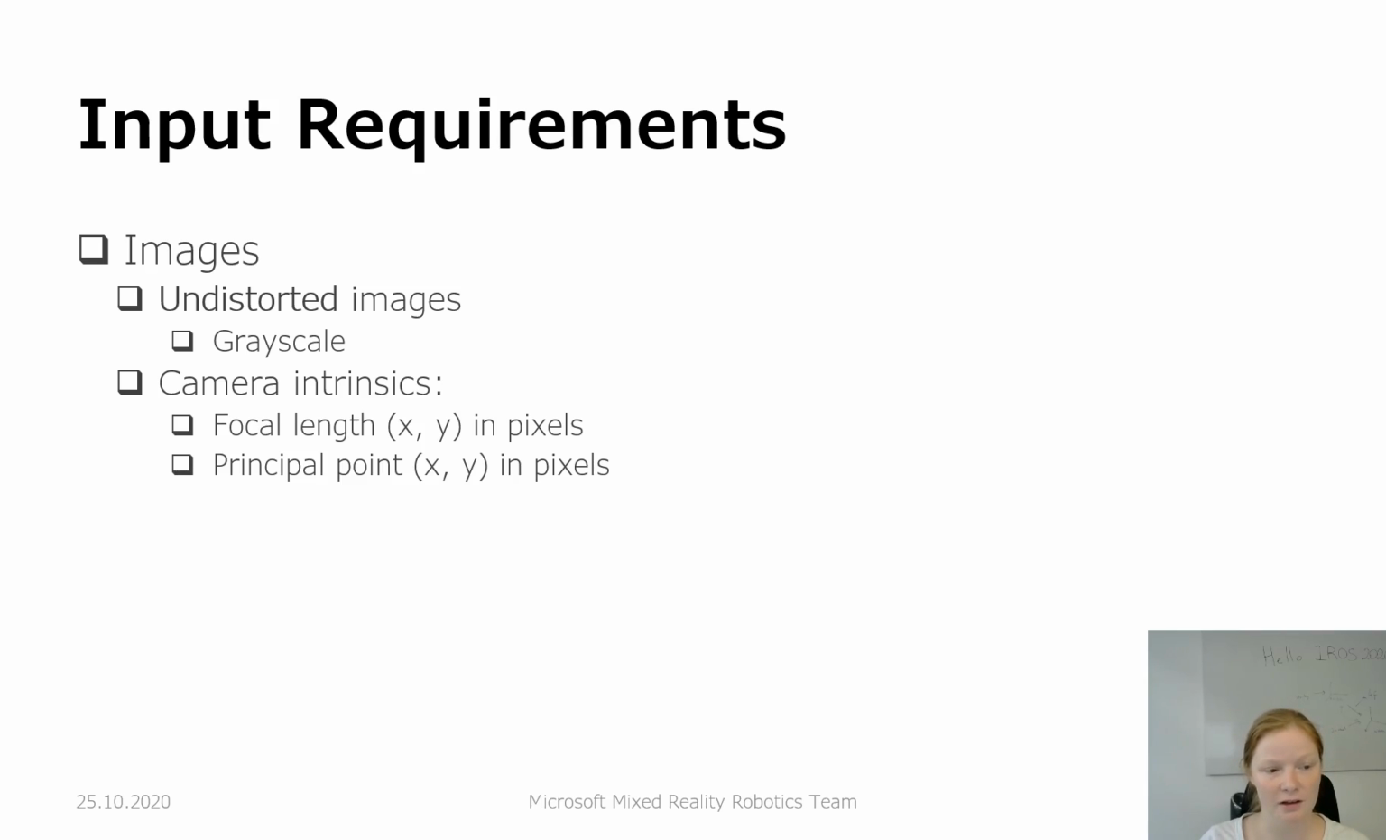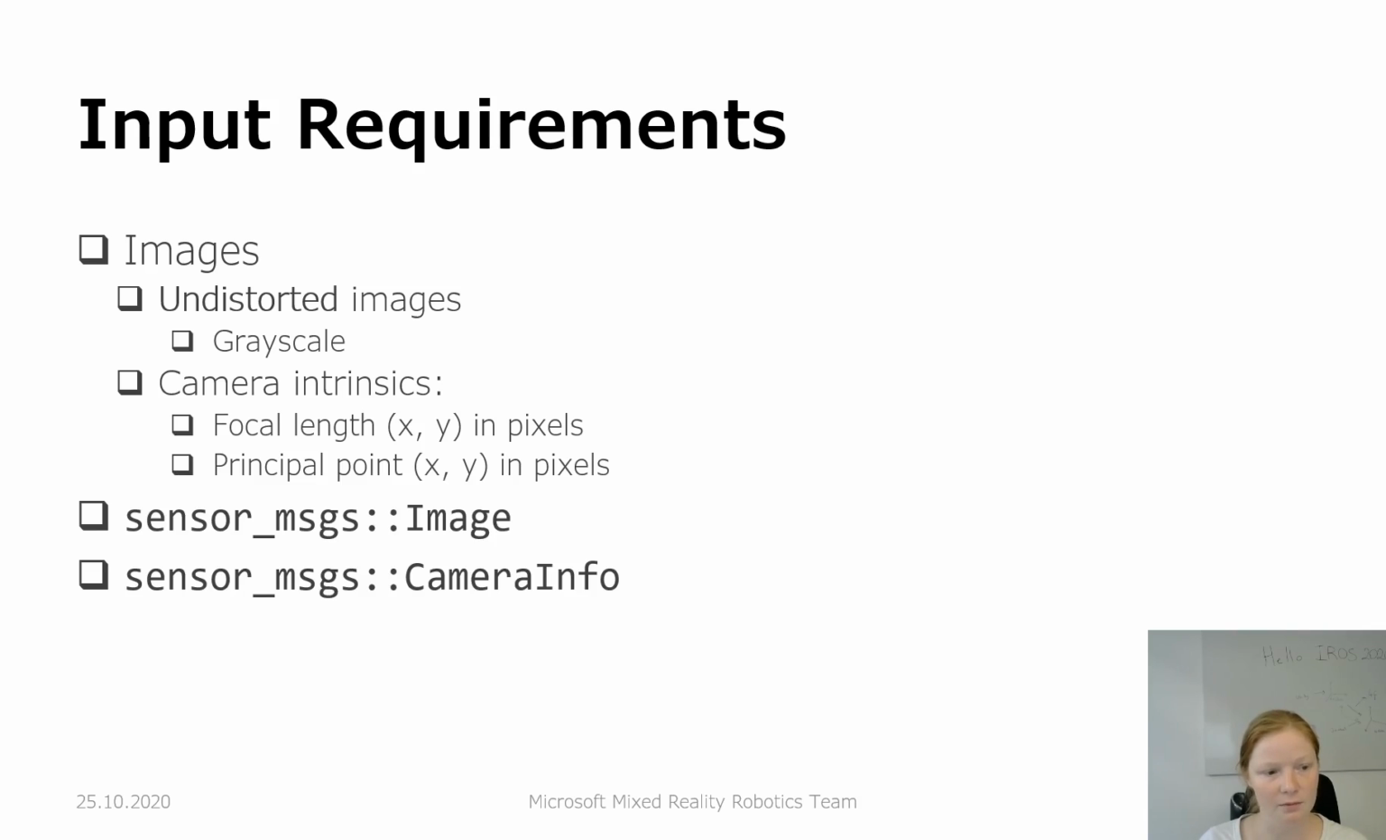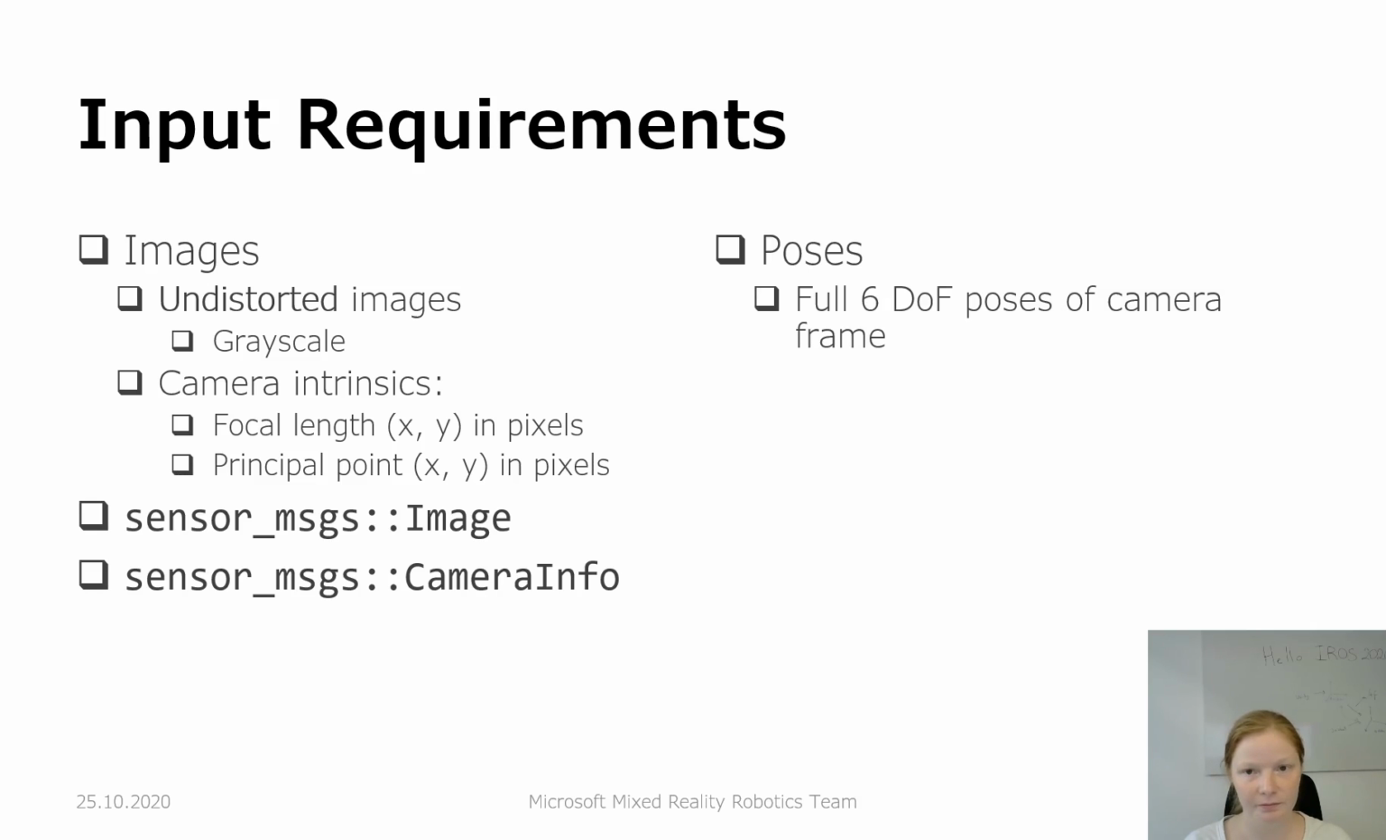You also need to provide the intrinsic calibration of the camera, which includes the focal length, both in X and Y in pixels, and the principal point of the image, X and Y in pixels. Again, you do not need distortion parameters because we assume the images are already undistorted. The way you put this data into the ROS interface is through sensor_msgs Image and sensor_msgs CameraInfo. These two need to have matching timestamps. So any camera you use in ROS will generally output both of these with correct timestamps.